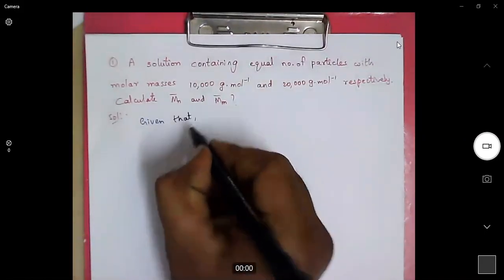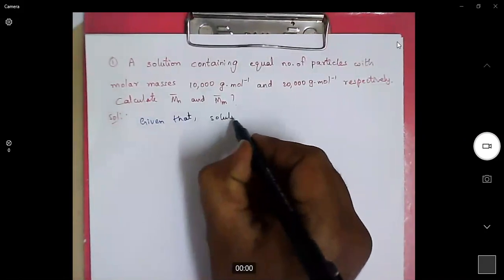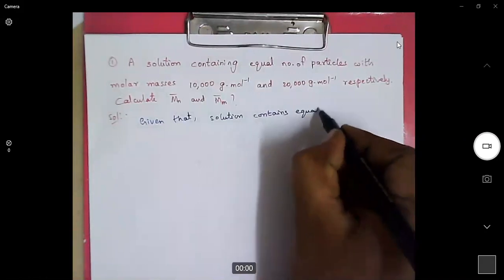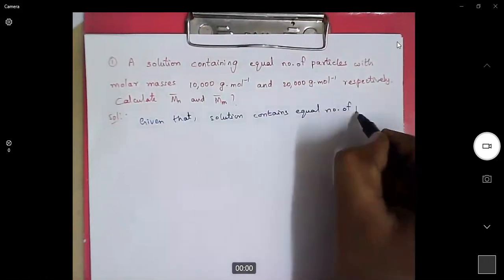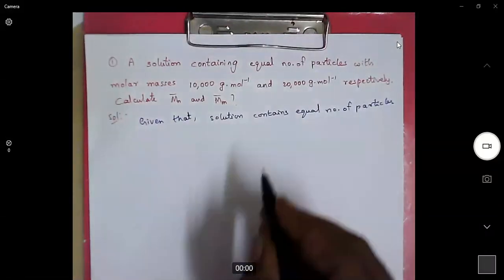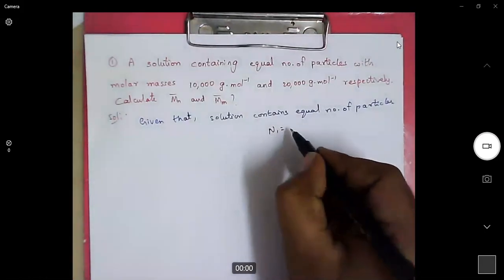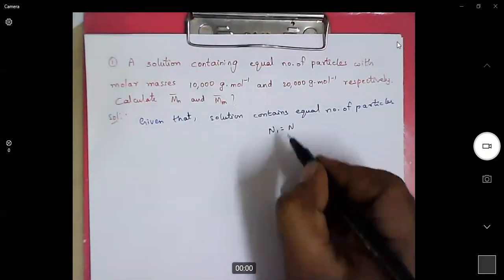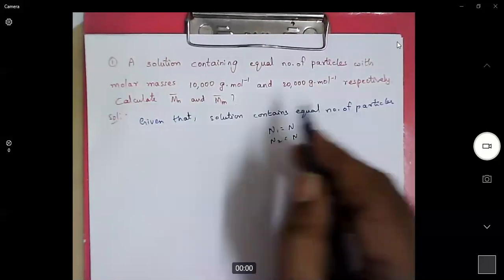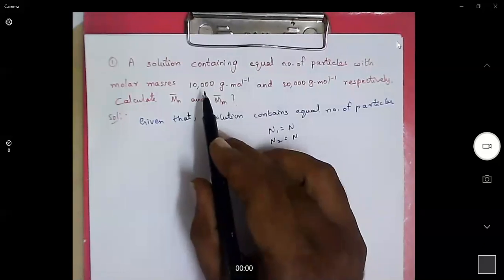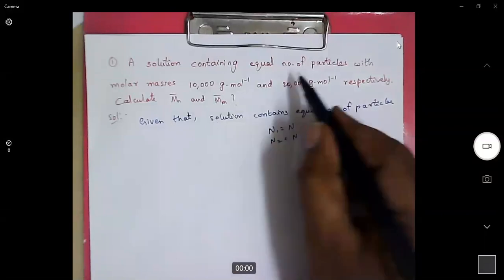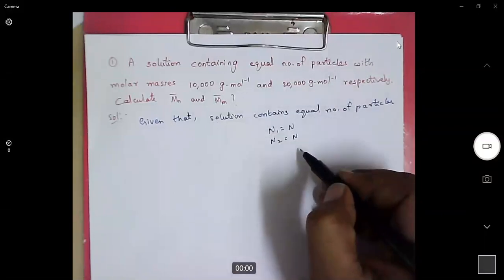Given that the solution contains equal number of particles. What does it mean? It means that N1 is equal to N, N2 is equal to N, because we have only two different particles, N1 and N2, which have equal numbers of particles. So N1 is N, N2 is N.